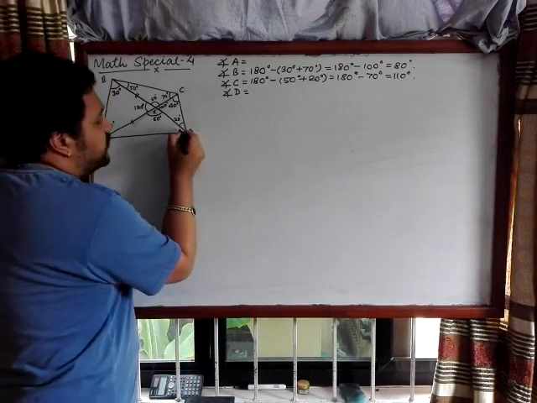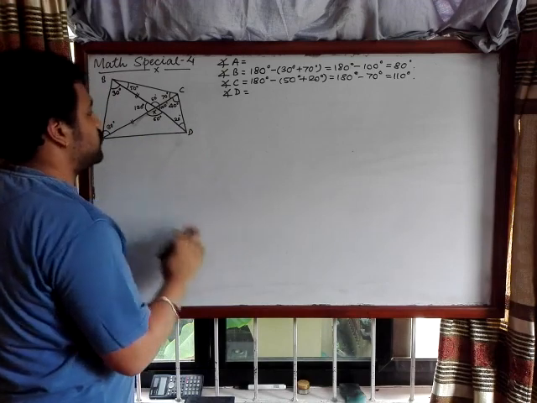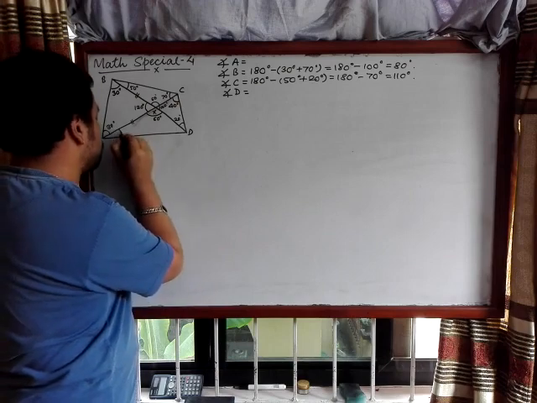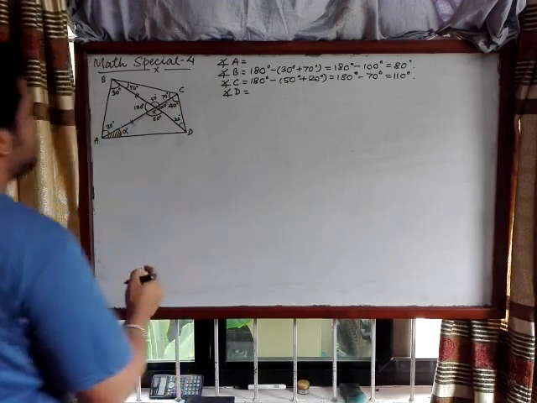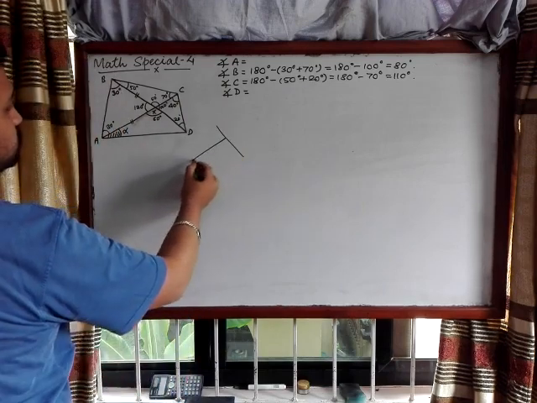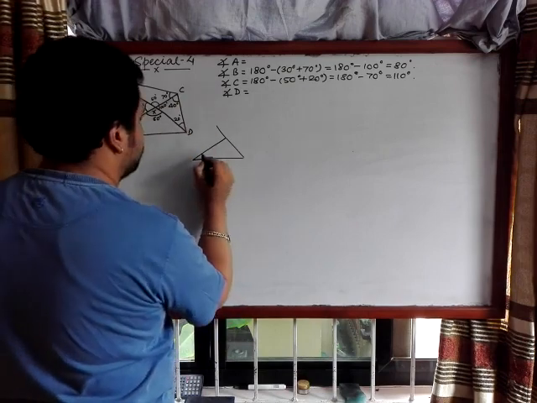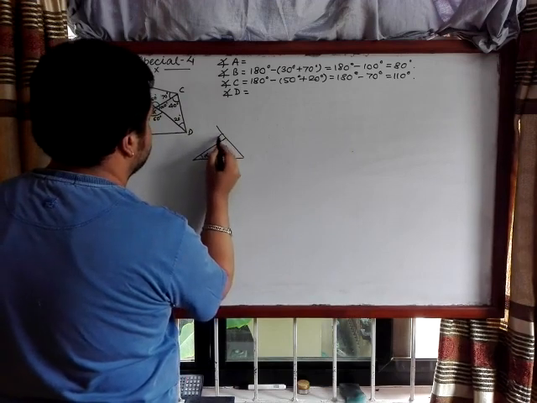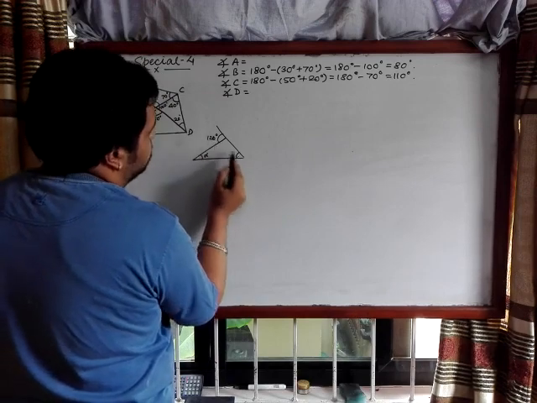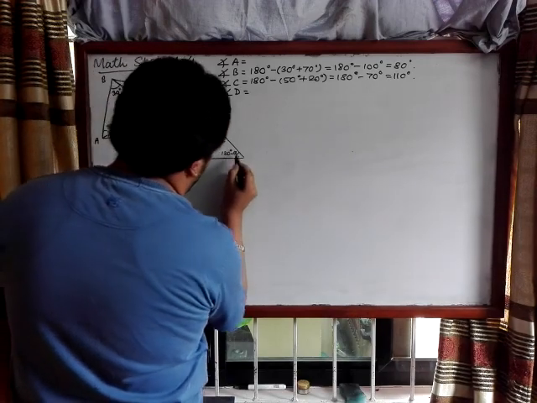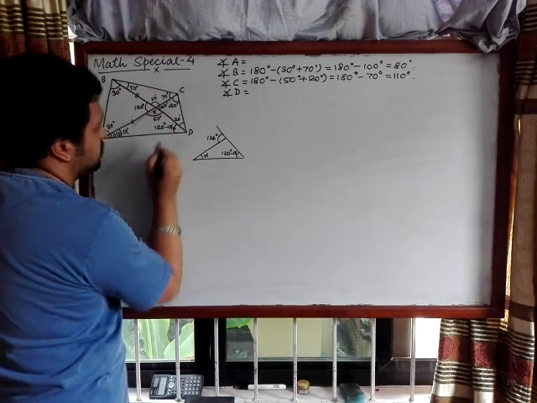You can assume either this angle or this angle to be alpha, or any other notation of your choice. I'm going to choose this one to be alpha. Now let's see, in triangle ADX, this is alpha, this is 120 degrees. Since this angle plus alpha is equal to 180, this angle is equal to 120 degrees minus alpha.